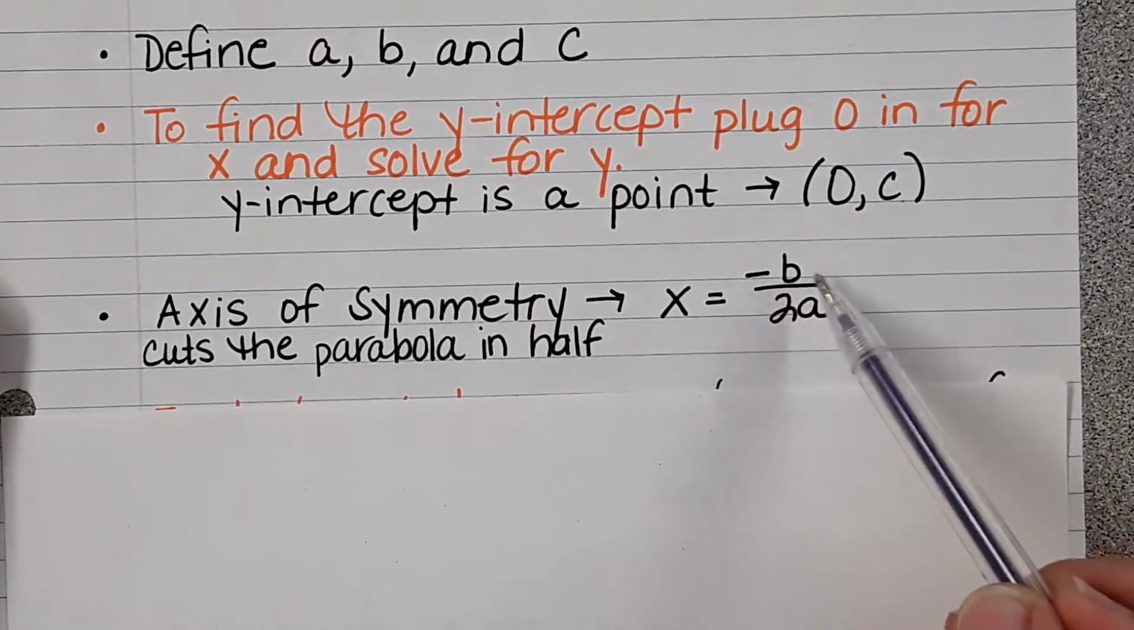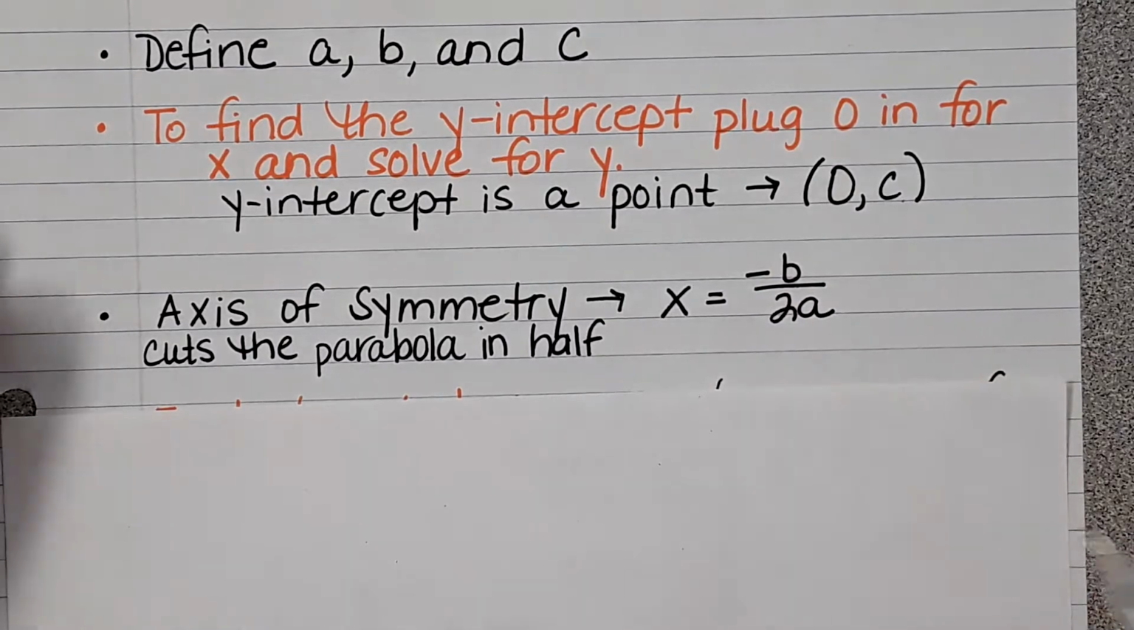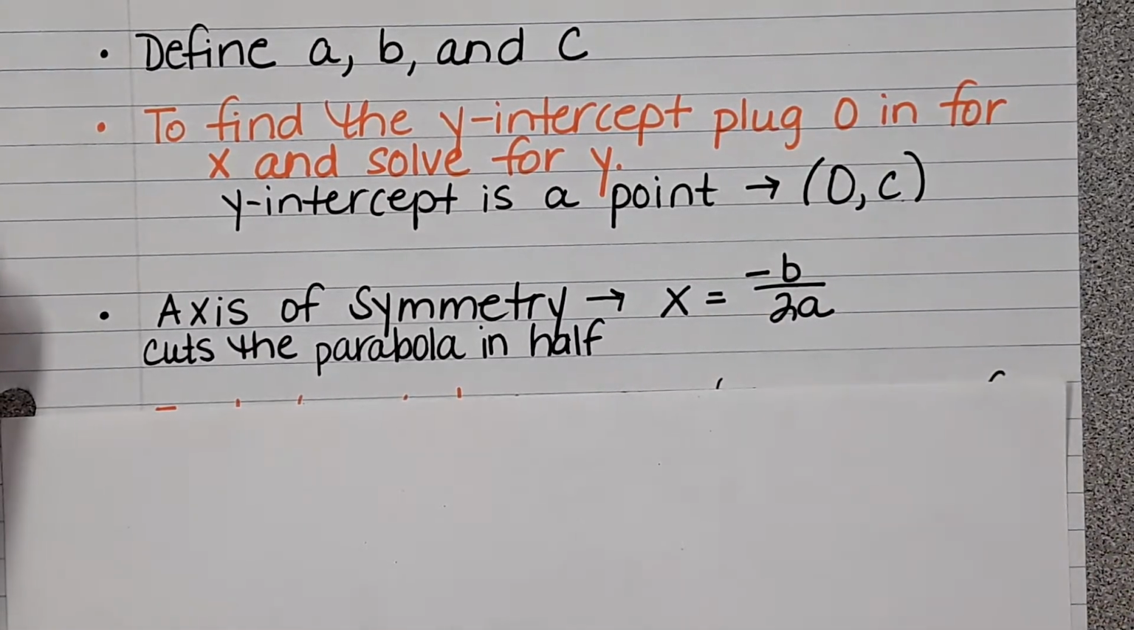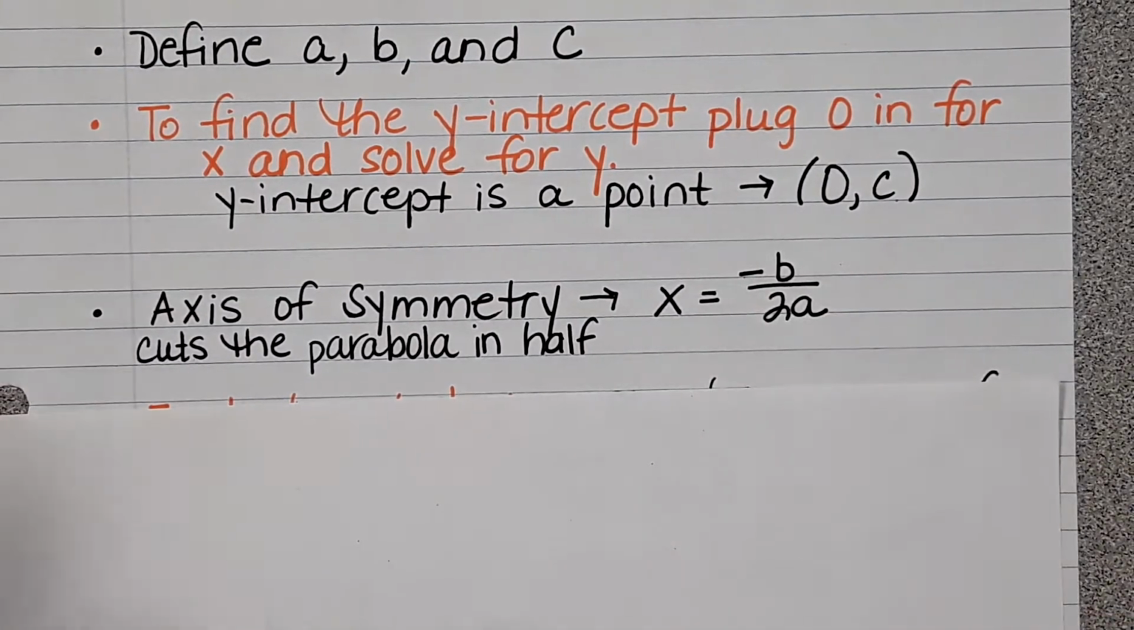This doesn't mean negative b. You say the opposite of b, because a letter can't be negative. So it's the opposite of b over 2a. So if b is negative 3, you would write the opposite of negative 3, which would be positive 3. Again, the axis of symmetry is a line, and it's going to cut the parabola in half.